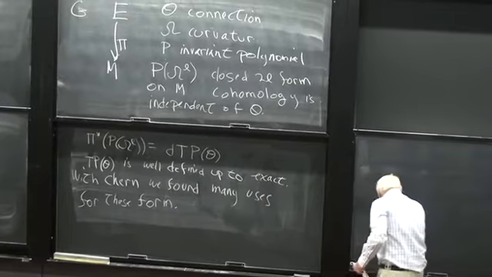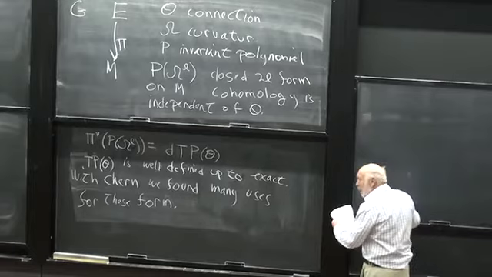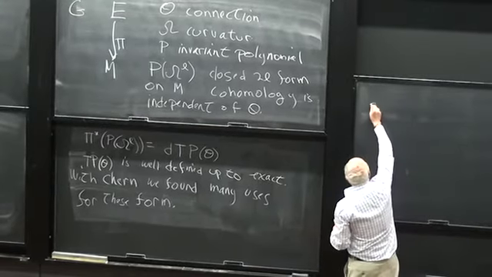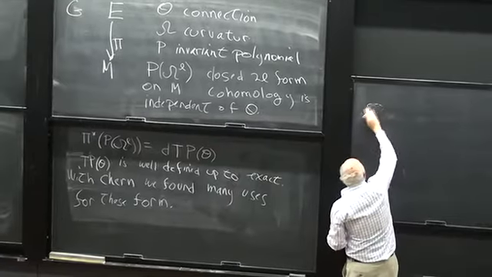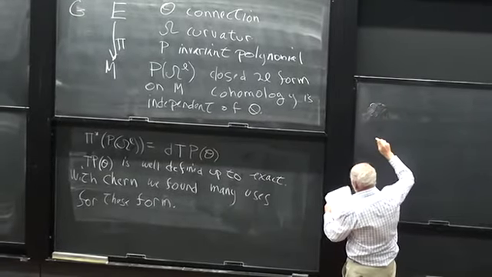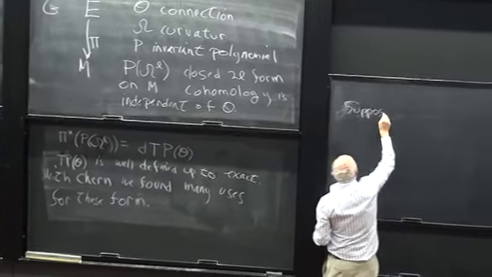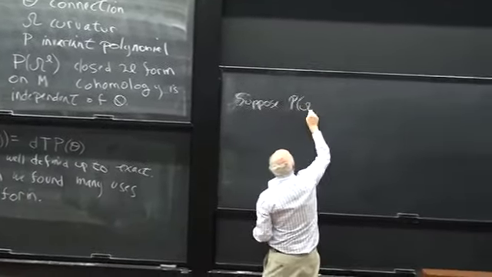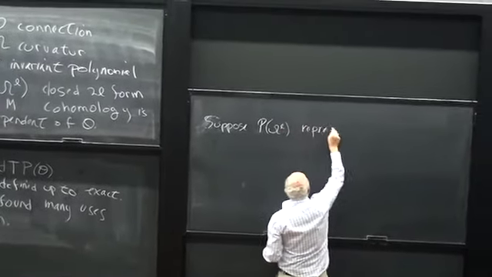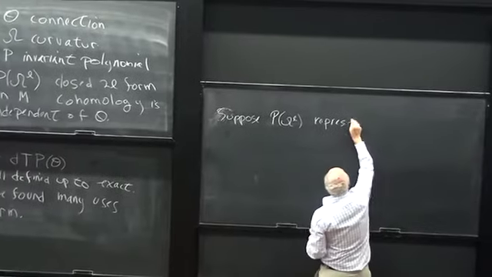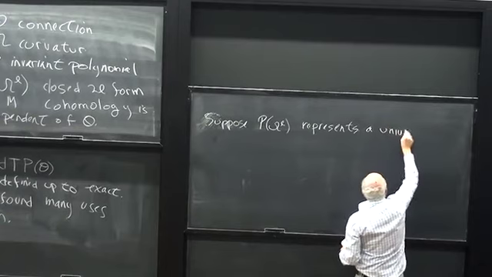You can do the following. You can define, now this is S. We've got an S here, see? So, let's see. Suppose that P of omega to the L represents a universal integral class.